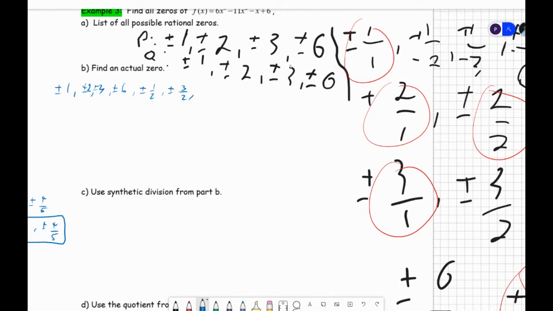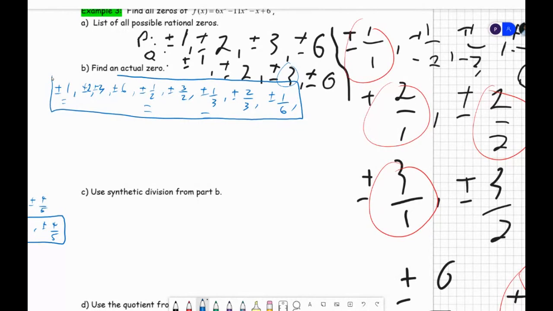Okay, so now move on to 3. So 1/3, 2/3. 3 over 3 is 1, I already have that. 6 over 3 is 2, I already have that. So now put everything over 6. 1/6. 2 over 6 is 1/3. It's right there. 3 over 6 is 1/2. Right there. 6 over 6 is 1 right there. So I don't have any more. And this is my complete list without any repeats.